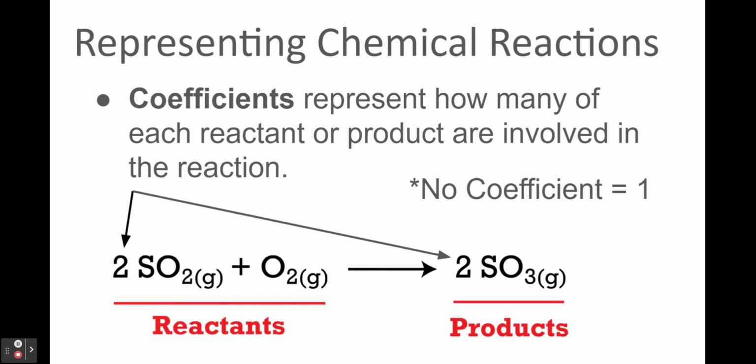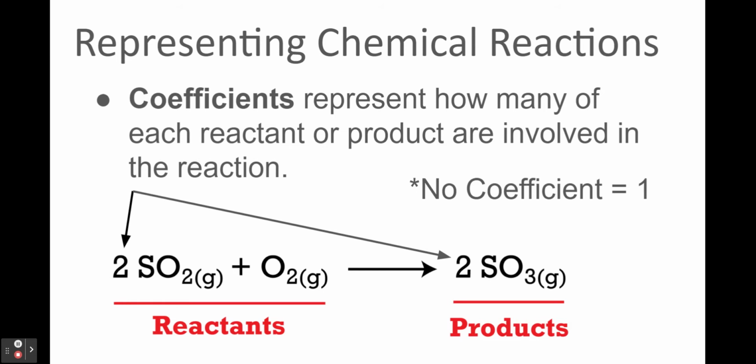Now you also notice that there are numbers, coefficients, in front of some of these chemical compounds. Those are called coefficients, and they represent how many of each reactant or product are involved in a single instance of the reaction. So what this means is that 2 molecules of SO2 react with 1 molecule of O2 in order to form 2 molecules of SO3. These coefficients are going to make a lot more sense in the next video when I talk about balancing chemical reactions, but I want to introduce the concept of coefficients just as part of chemical reactions here.